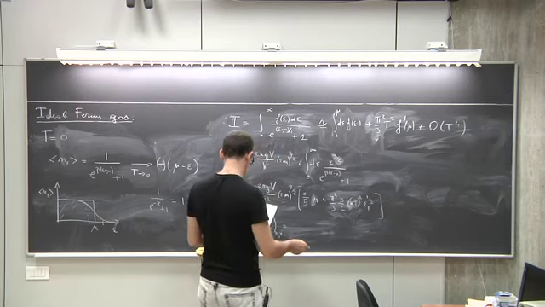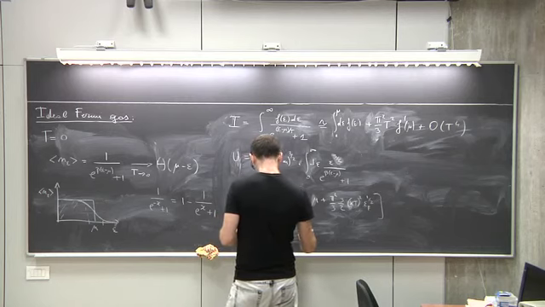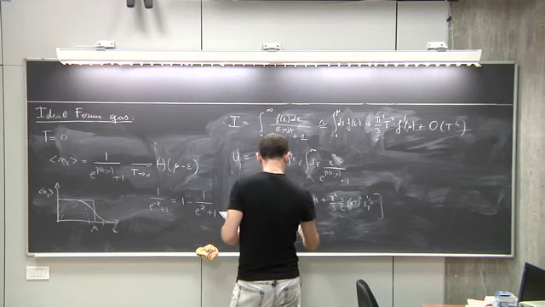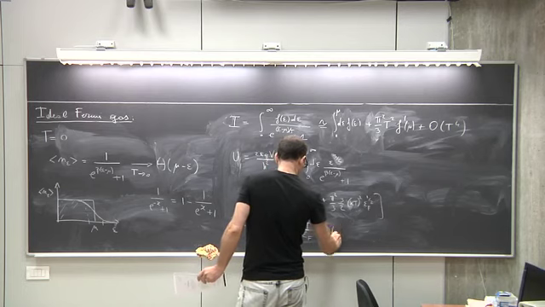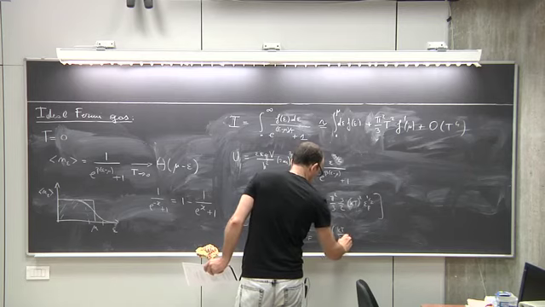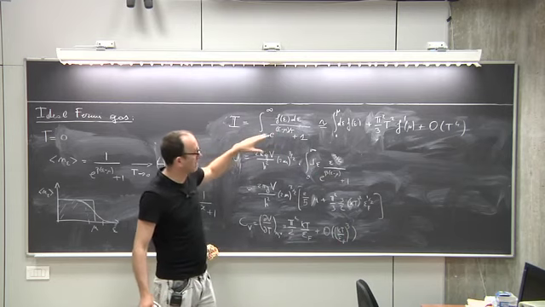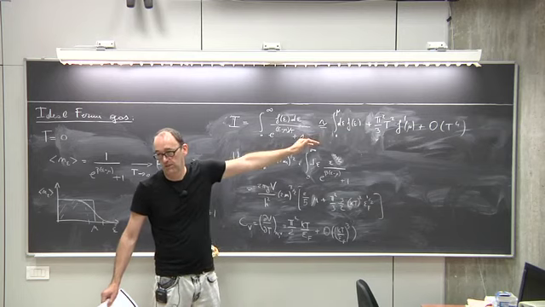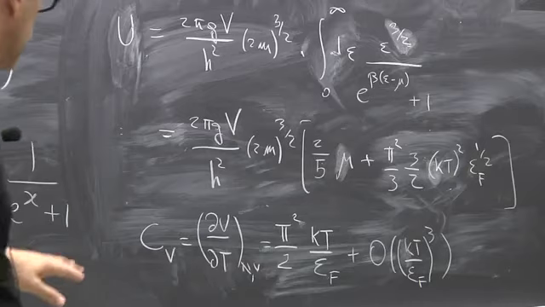Yes, so it will be pi squared over 2 times kT over epsilon F. And the correction will be of order (kT over epsilon F) cubed. Okay? Because the correction to all this formula will be of order T to the 4th. So you see, this is quite important.